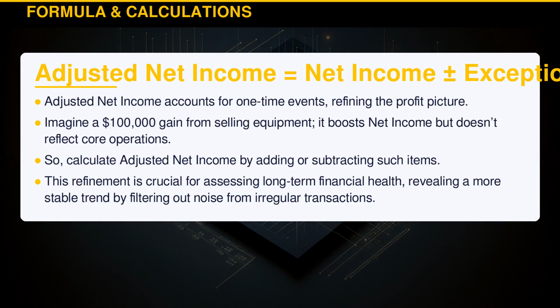Adjusted net income accounts for one-time events, refining the profit picture. Imagine a $100,000 gain from selling equipment. It boosts net income but doesn't reflect core operations. So calculate adjusted net income by adding or subtracting such items. This refinement is crucial for assessing long-term financial health, revealing a more stable trend by filtering out noise from irregular transactions.